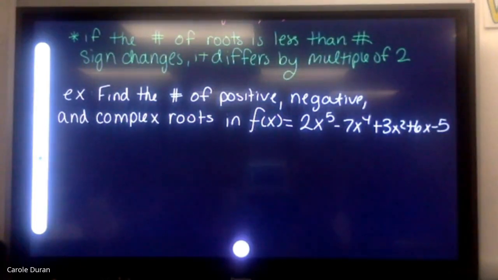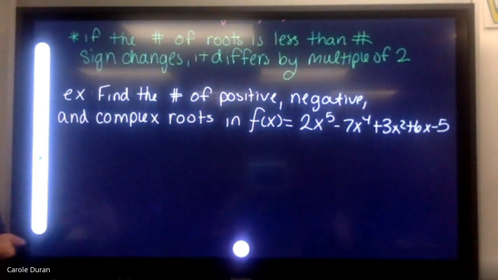It's supposed to be a complex root. We're going to get there. I'll show you. Since we haven't really learned the trick for the number of complex roots yet, of course, we're going to focus on the positives and the negatives first.